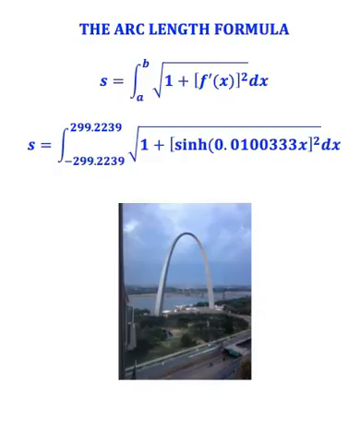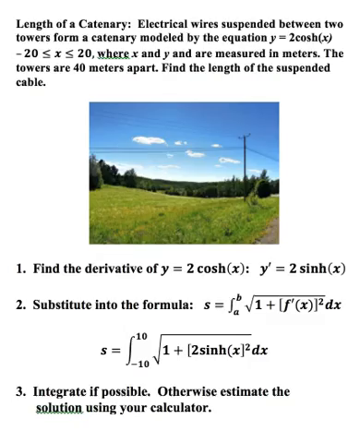Using the information from the St. Louis Arch, we now have S is equal to the integral from negative 299.2239 all the way up to 299.2239 of the square root of 1 plus the hyperbolic sine of 0.0100333x, that needs to be squared. This integral is best found by using your calculator. The hyperbolic sine is located in the catalog of the TI-83 or 84.